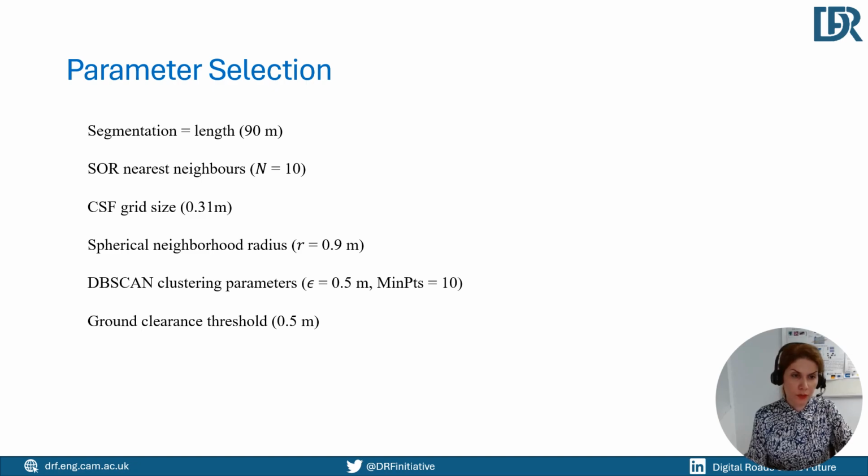The parameters which were used in the research are listed here. The length of the segmentation by the trajectory data was 90 meters. SOR number of neighborhoods 10. The CSF grid size 31 centimeter. Neighborhood radius 90 centimeter. DBSCAN clustering parameters were half a meter and 10 points, and also ground clearance threshold half a meter.